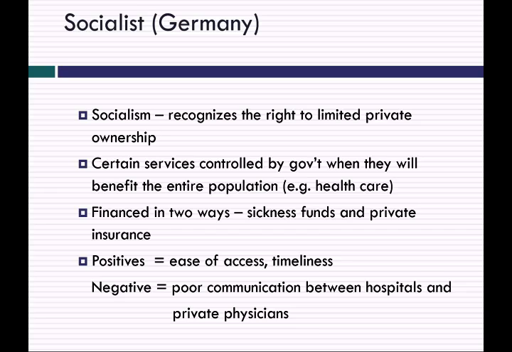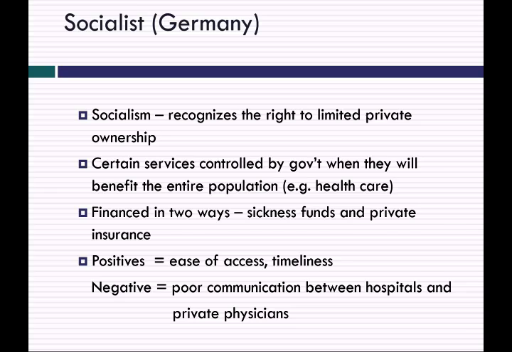Socialism recognizes the right to limited private ownership, but the government looks at healthcare as being a right, again, for the entire population. There's high government control, and this is to ensure equitable distribution of that resource of healthcare. So certain services are controlled by the government when they benefit the entire population, the example being healthcare.